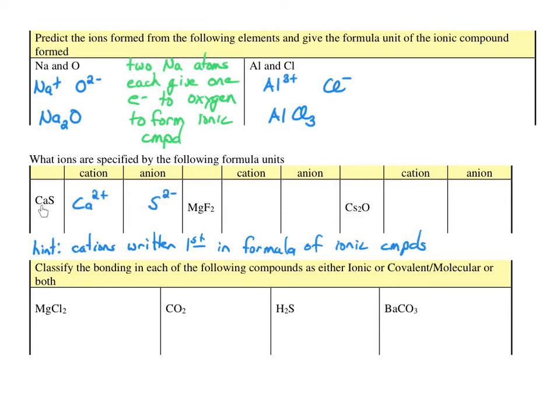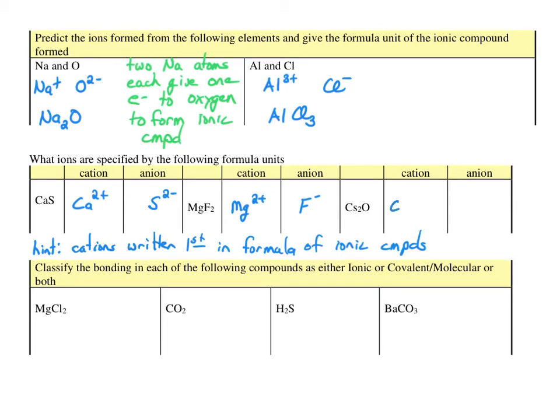Calcium we've learned to recognize as a 2A metal. It's going to form a 2 plus ion. Sulfur is a 6A nonmetal. It's going to form a 2 minus. Magnesium is another 2A metal. Very quickly as you practice these problems, you'll begin to recognize the most common elements. Magnesium, 2A, going to be 2 plus. Fluoride is a 7A element, so it's going to be an F minus ion. 7A element, 7 valence electrons. It's going to accept 1 electron to go to an F minus ion.